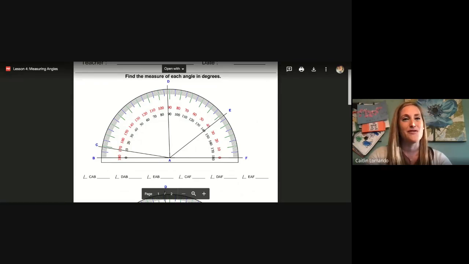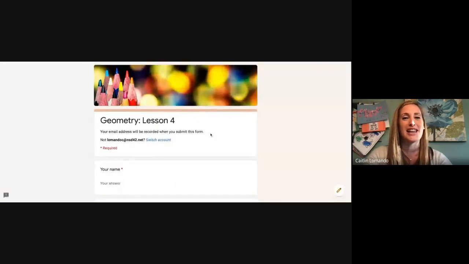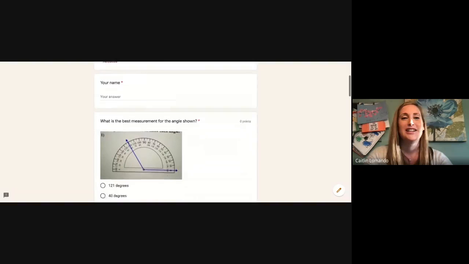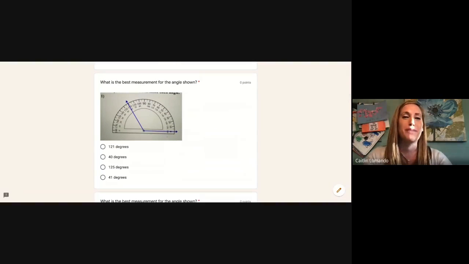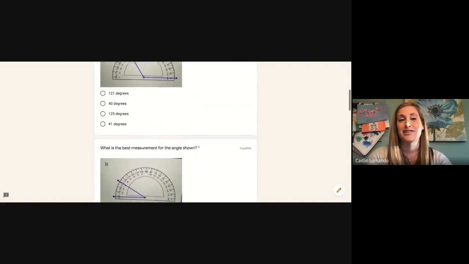Now today, if you're not feeling super comfortable about this, don't worry, because let's take a look at the Google form, and I think you're going to find that this will be helpful today. So it says, what is the best measurement for the angle shown? I'm giving you some options here. You have to choose what you think would be the best one. Now, I'll give you a hint as I look at number 1. That's definitely an obtuse angle. So your answer should be bigger than 90 degrees.